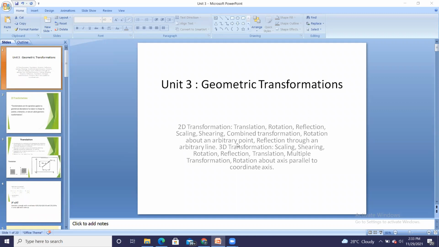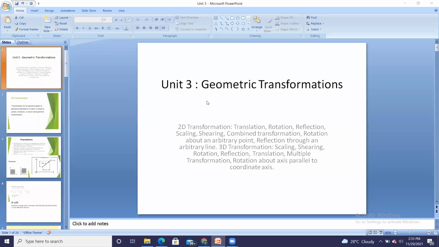Okay, so let us start. In the previous lecture, we finished chapter number 2, that is unit number 2, raster scan graphics. In that, we learned how to draw a line and how to draw a circle by using DDA and Bresenham's algorithm. Then we saw what run length encoding is and why it is used.